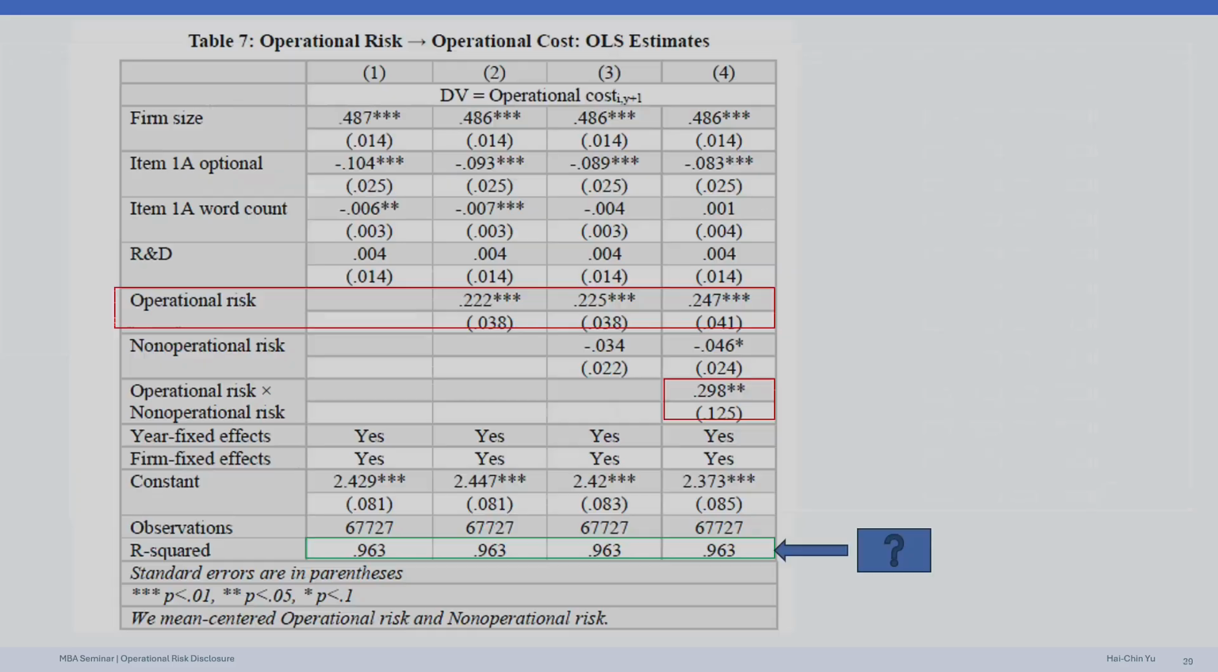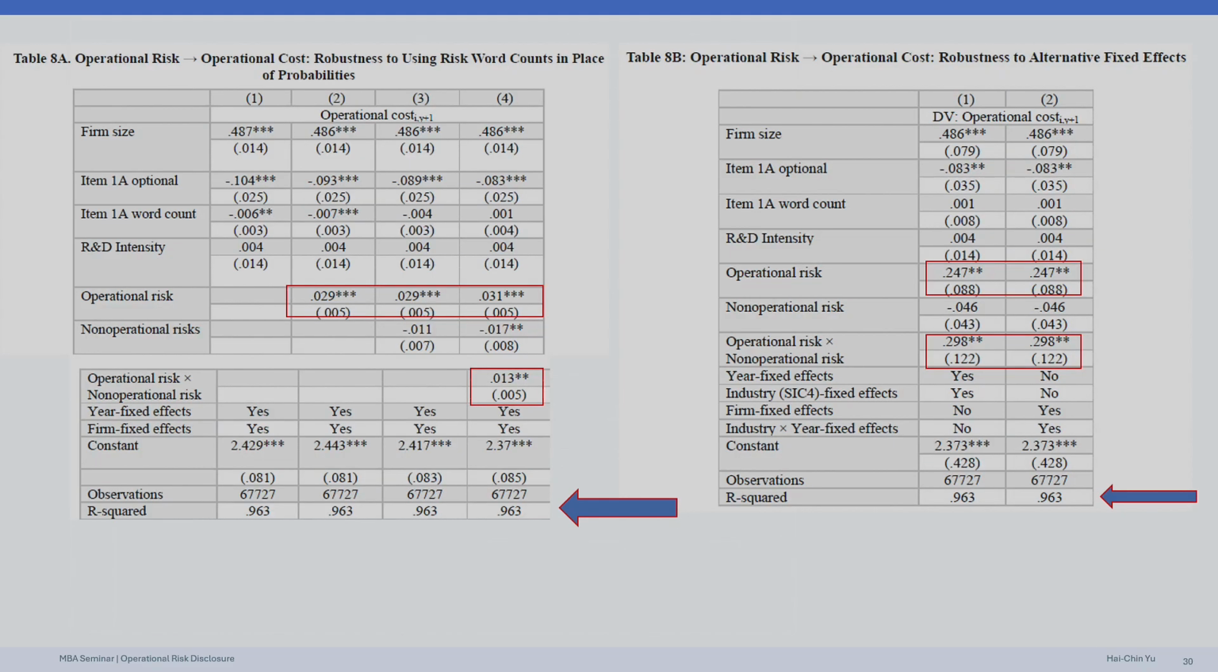I can't imagine this. They control for all different variables, but the explanatory power is the same. The observations are the same, appearing to be the same sample. See that? 0.963. And usually you will drop something or add something for the observations because you have different fixed effects, right?